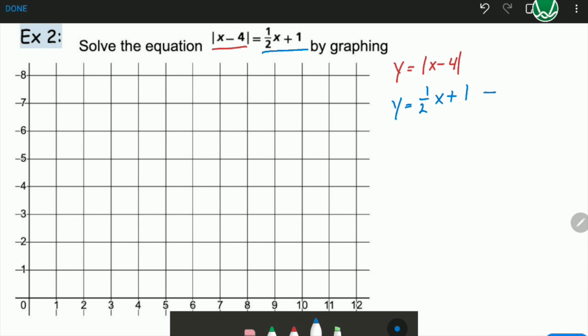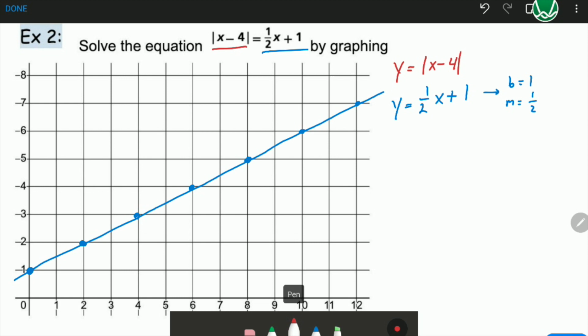I'm going to start with the one in blue, the linear piece. Our y-intercept is going to be 1, and our slope is 1/2. So plotting 1, then our slope is 1/2, so we go up 1 over 2, up 1 over 2, up 1 over 2. Just putting a bunch of them on so I can try to draw this as straight as possible. There we go.